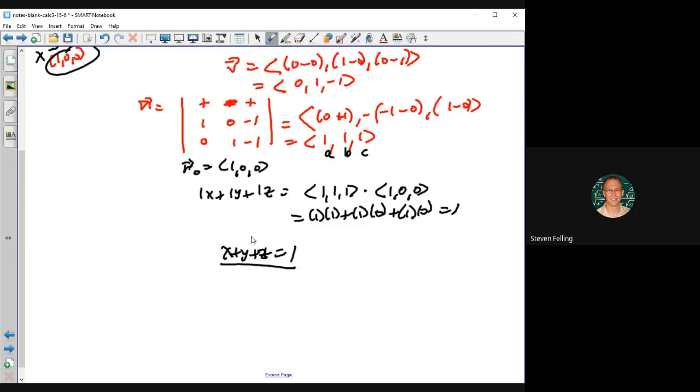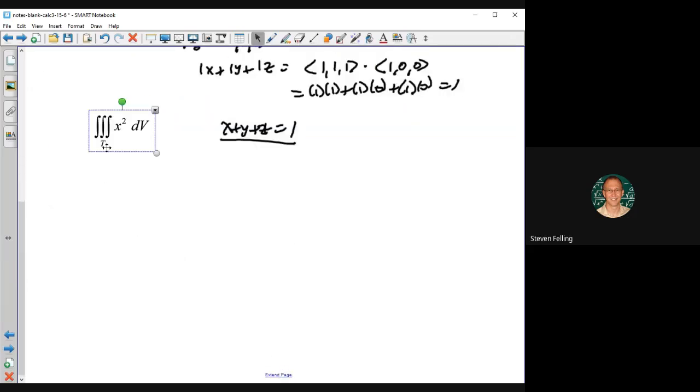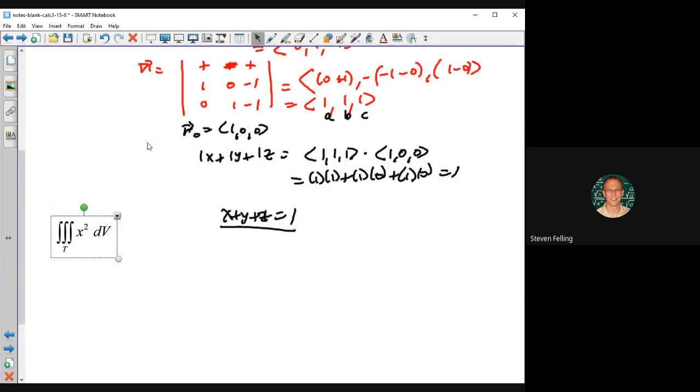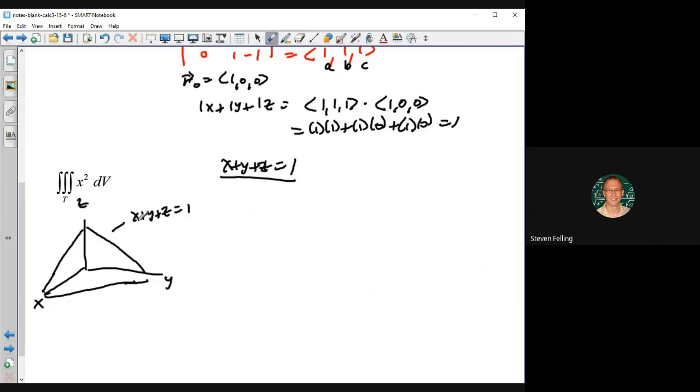Okay, so let me look at the problem again. I'm just going to copy it down here. We're trying to evaluate this, and now I know what the equation of that surface is. It's that tetrahedron. In fact, I'll graph it again. Here's a sketch of what we have, x, y, z. We now know we have this tetrahedron, and the equation of this surface is x plus y plus z equals 1. We went through that trouble because they didn't give us that in the equation. But we want to integrate this value over that entire tetrahedral region in the domain.